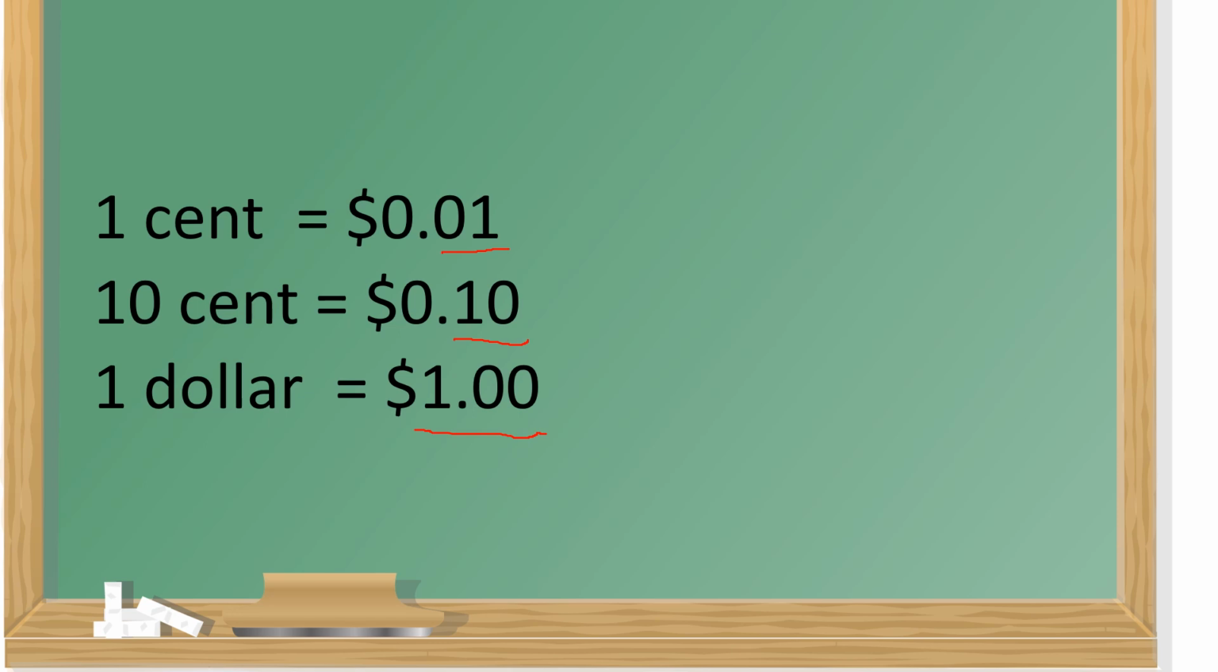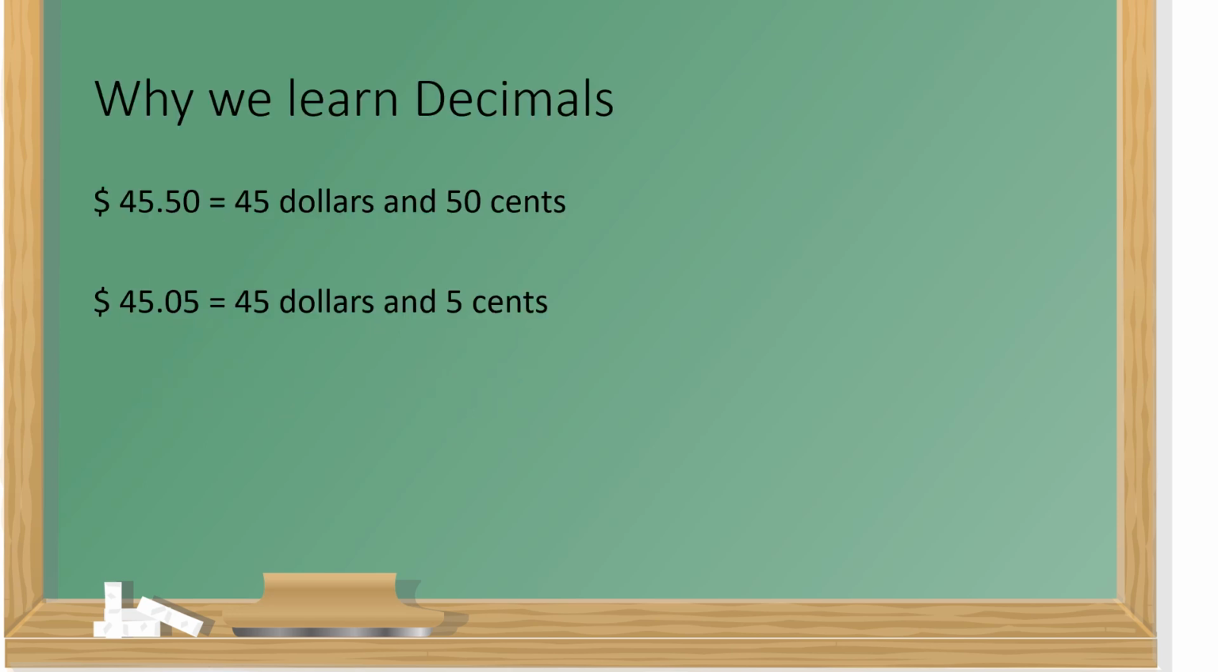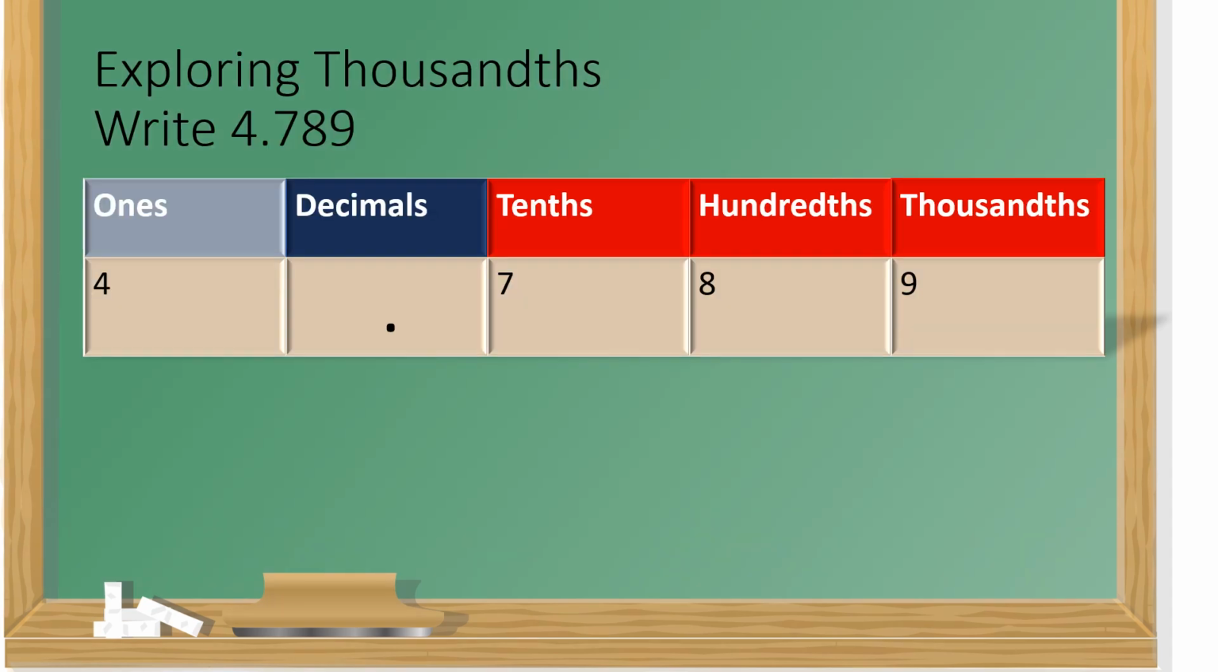Why is it so, and why the position of 1 changes, we will learn about when we talk about exploring thousandths. In this case, you see the number that I have chosen is 4.789. 4 is represented as the ones, as it is at the ones place in a place value chart, and then there is the decimal that comes here. 7 is represented as the tenths part.